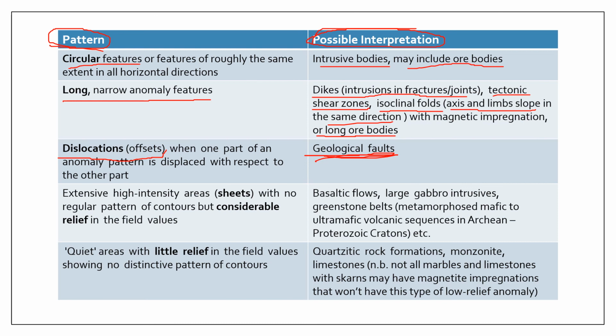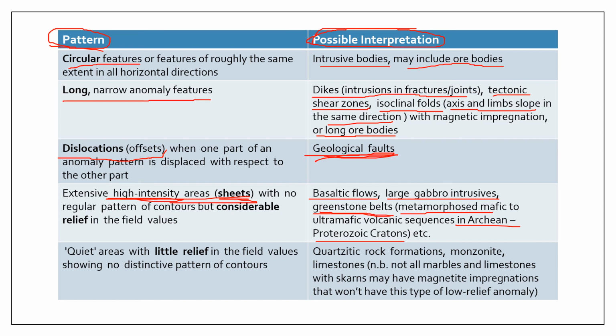Now we also have what we call sheets or high intensity or positive anomaly areas that are widespread. Okay, and this could mean basaltic flows, gabbro intrusives or large-scale gabbro intrusives. You also have greenstone belts. Although greenstone belts are quite specific, okay, so these are metamorphic rocks present in Archean to Proterozoic cratons.